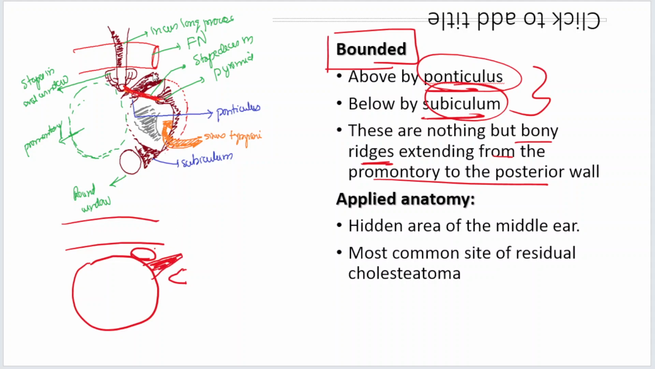Now this is what I am talking about. This one. Okay. The above one is called the ponticulus. This one is called the ponticulus.